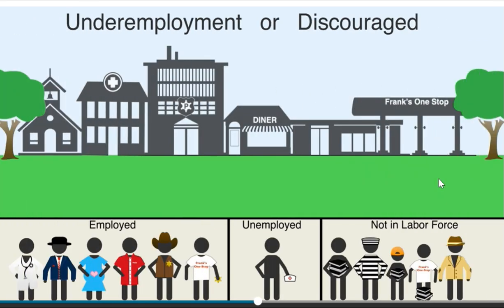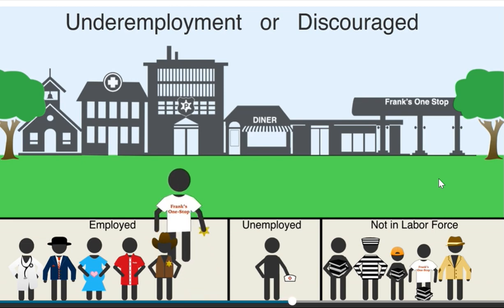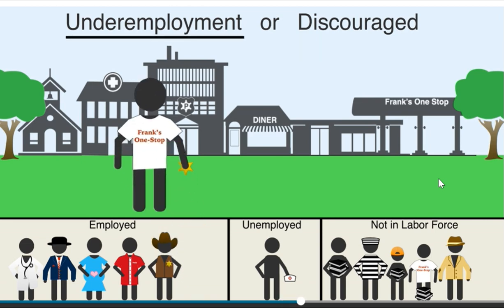It's important to note that the unemployment rate does not take into account the fact that some workers are underemployed or discouraged. In Treeville, Kevin is an underemployed worker. Although he is considered employed, he is not working in a profession that fully uses his skills as a police officer. The existence of underemployment tends to underestimate the unemployment rate.